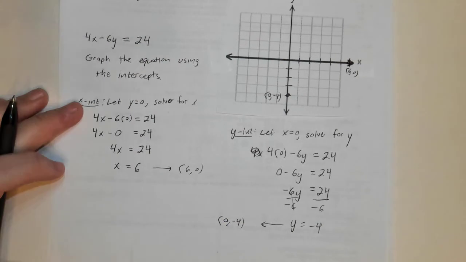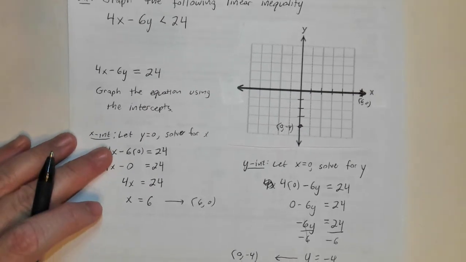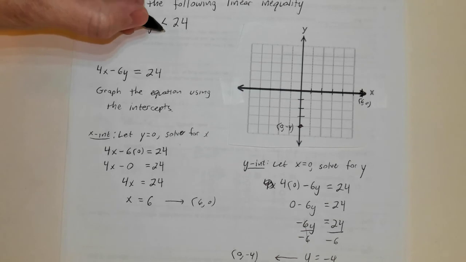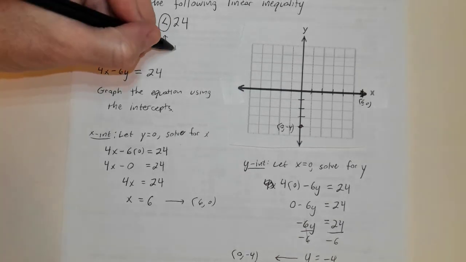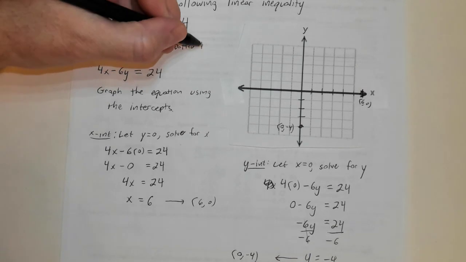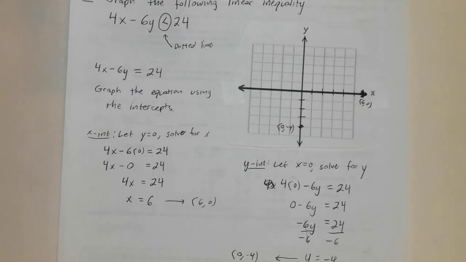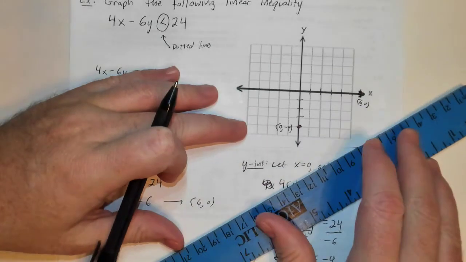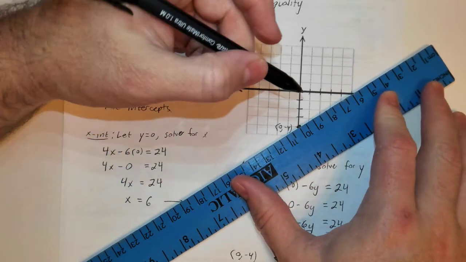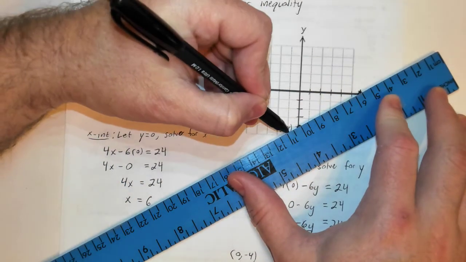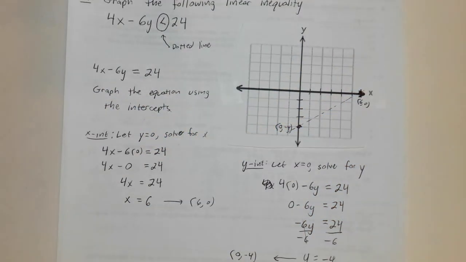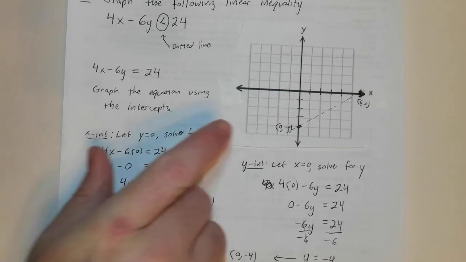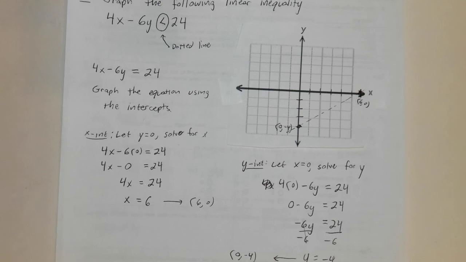Now, we look back at the original. Notice, since this is less than, that tells me we're going to use a dotted line. So I connect these using a dotted line. It's a light dashed line. It means we're not including it, but that's what we have to graph. Now we have to test the point.